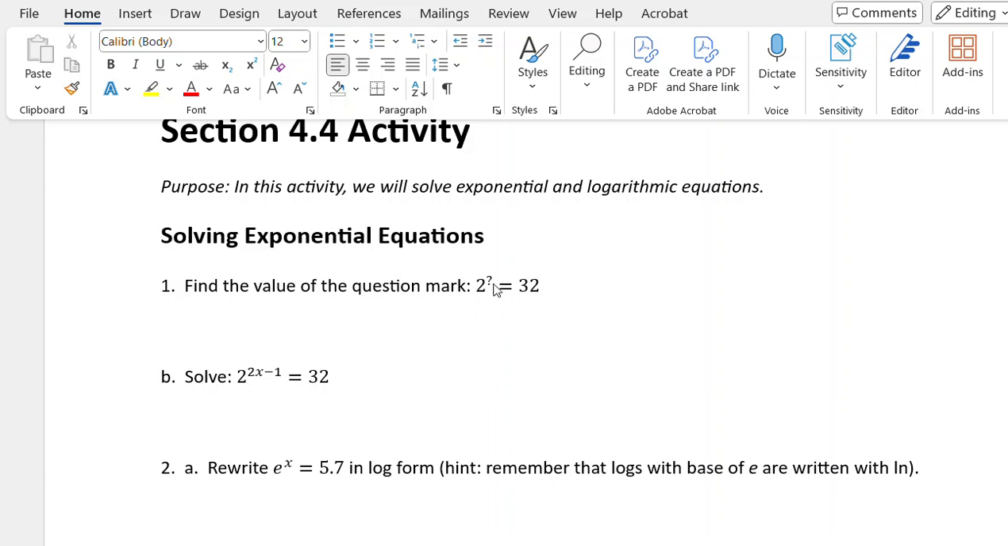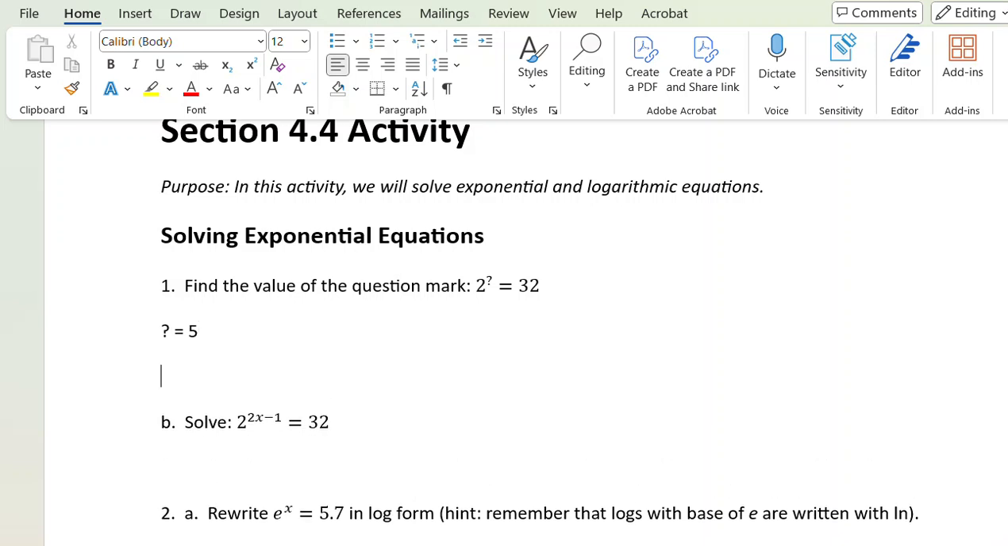2 to the question mark power equals 32. Well, you might know off the top of your head that 2 to the 5th is 32. So that means that the question mark would have to equal 5. If you don't know it off the top of your head, you can use a logarithm to solve.